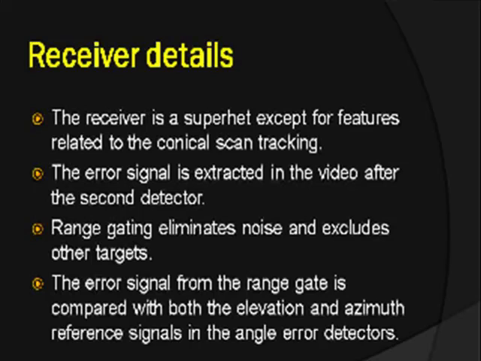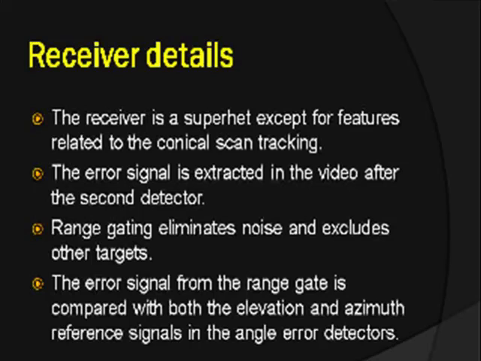From this, what we can understand is that in the superhet receiver, as we know, there will be a detector after the IF amplifier, which eliminates the carrier and gives the modulating signal output. So, we will have a video amplifier after this. That will be the error signal which is used to control the antenna rotation.